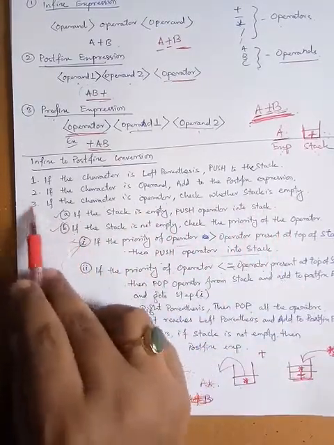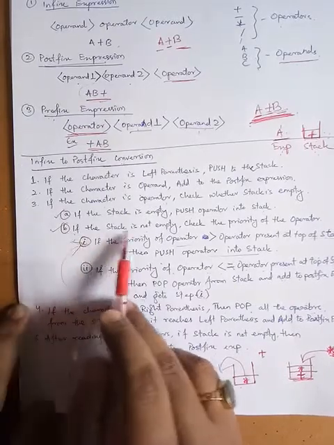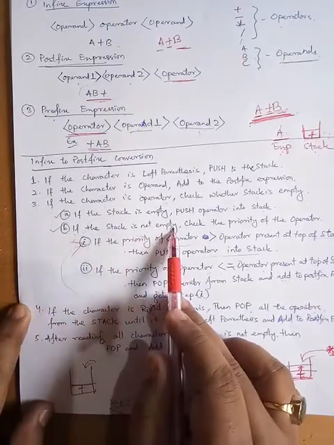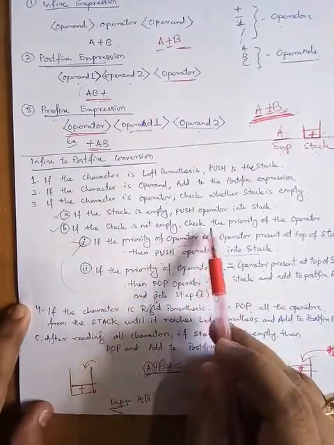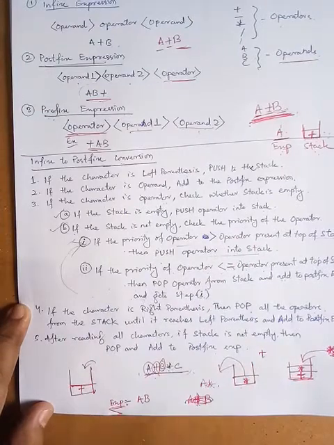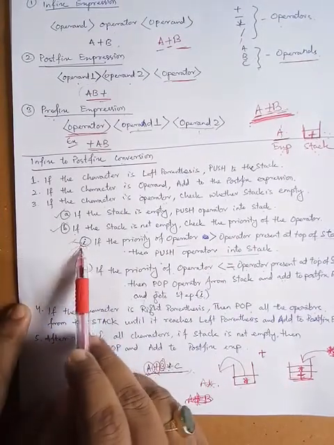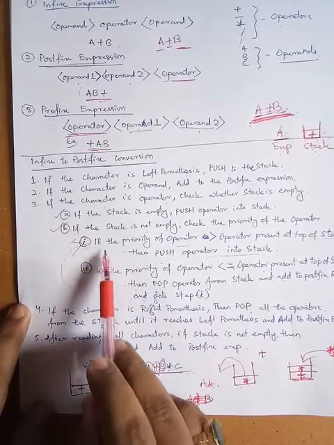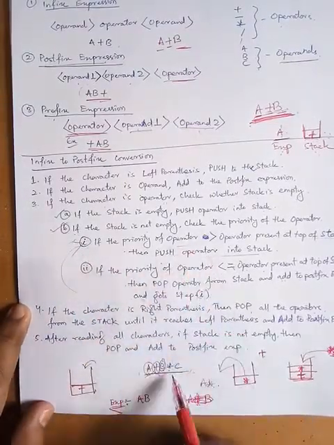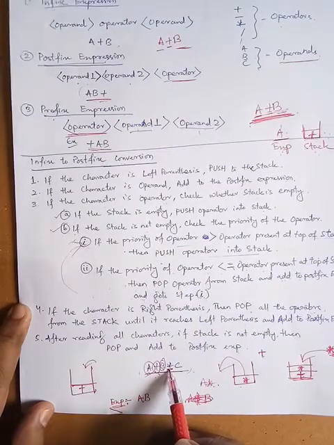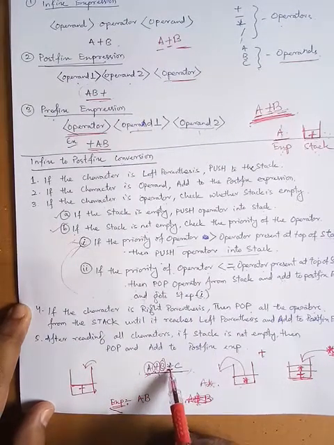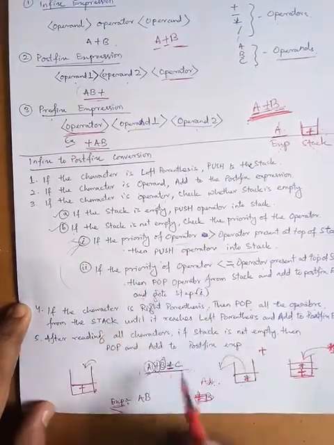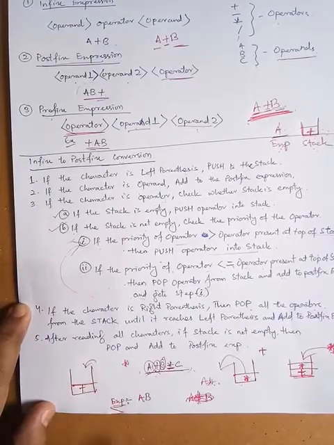Now we go to condition 3.b: if the stack is not empty. Now the stack contains the plus sign, so the stack is not empty. Now we have to check the priority of the operator. We follow condition 3.b.i. Now our operator is star, and you have to check the priority of star against plus.